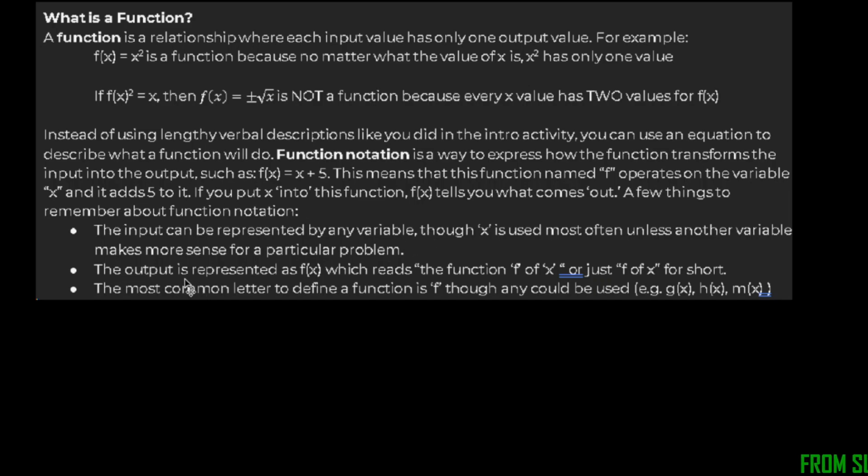And then it says that the output is represented as f of x, which reads "the function f of x," or just "f of x" for short, which is what I've been saying this whole time. So again, it's not f times x, it's not f parentheses x, it's just f of x. And the most common letter to define a function is f, though any could be used. For example, you can have g of x, h of x, or m of x as just some simple examples.